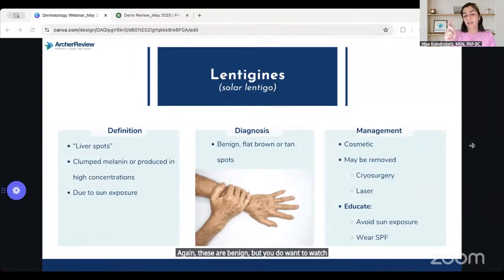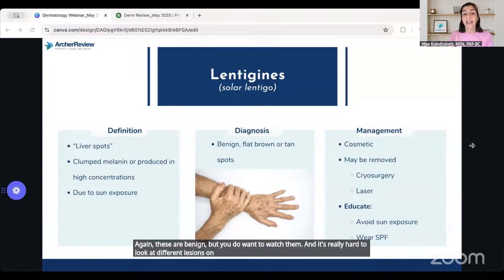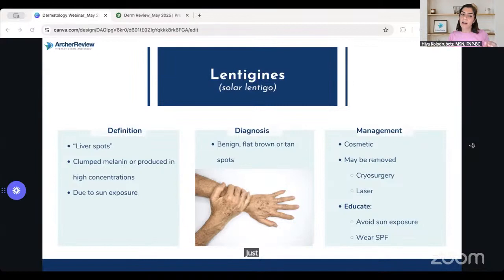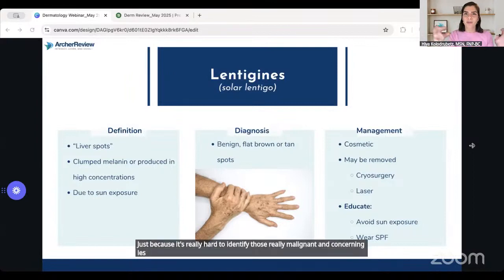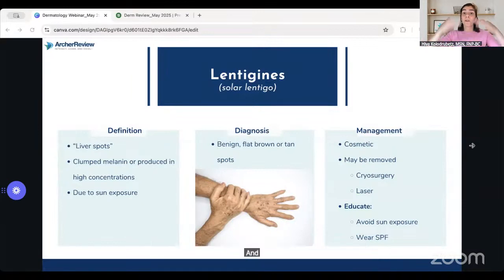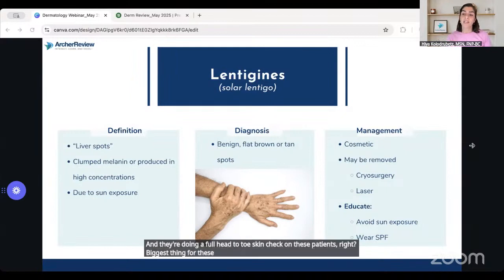And it's really hard to look at different lesions on a patient's skin when they have a lot of these lentigines. So typically with these patients, I will send them to dermatology to do their annual skin checks, just because it's really hard to identify those really malignant and concerning lesions in that short primary care visit. I'll do my scan. I'll make sure I'm feeling them. None of them feel rough or raised, but I do want to make sure that I loop in our dermatology partners and they're doing a full head to toe skin check on these patients, right? Biggest thing for these patients, you want to educate them about that sun exposure and try to get them to really avoid sun exposure and wear that SPF.